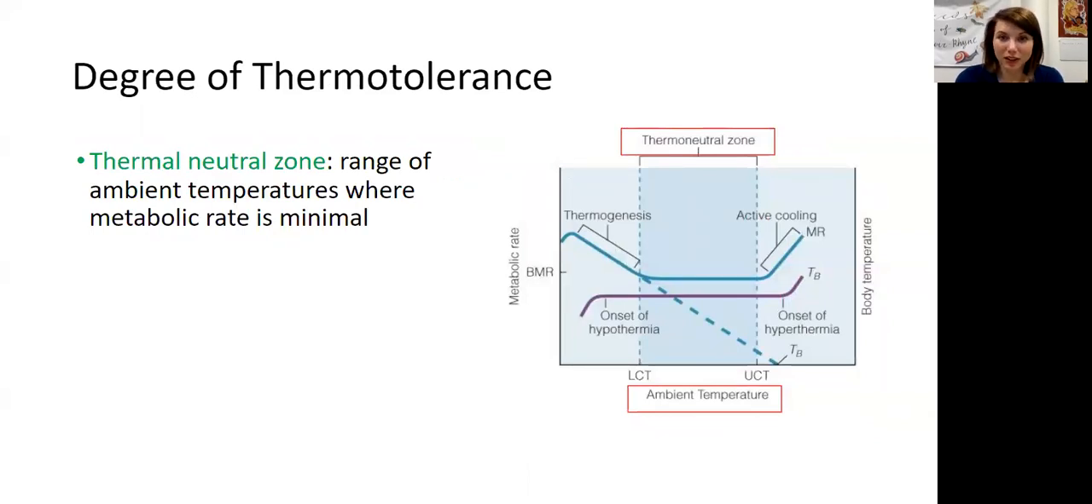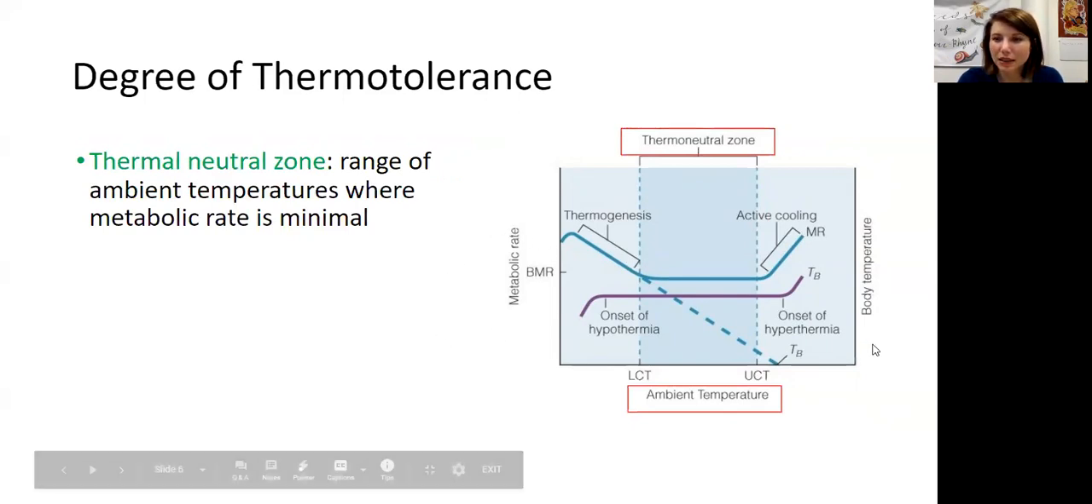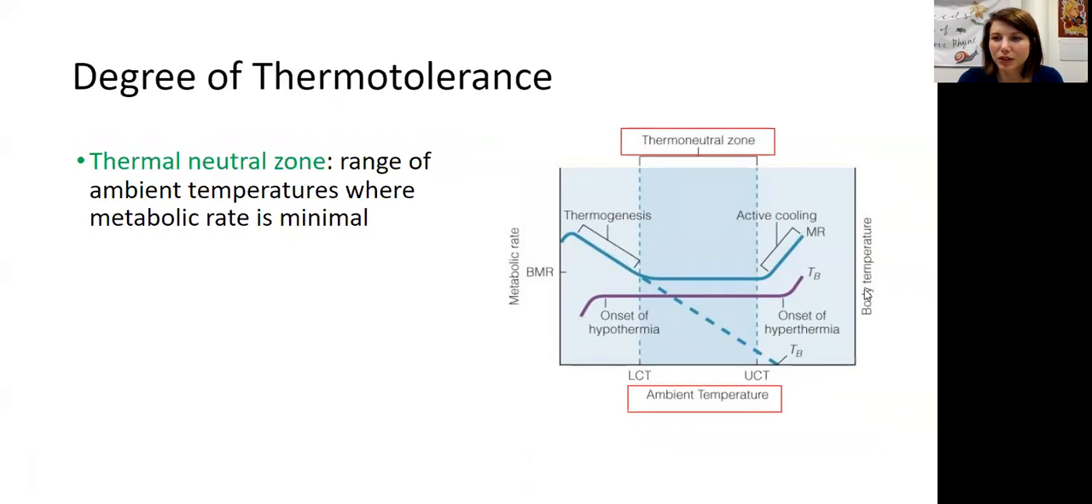So let's take a look at a graph. And this graph is going to explain metabolic rate and body temperature within the limits of an animal's physiology. So we have metabolic rate on this y-axis. We have body temperature on this y-axis. So our body temperature is the purple line. Metabolic rate is the blue line.